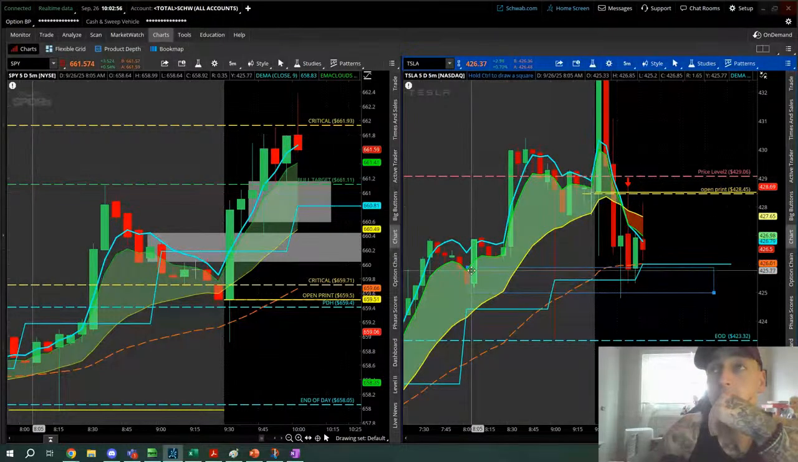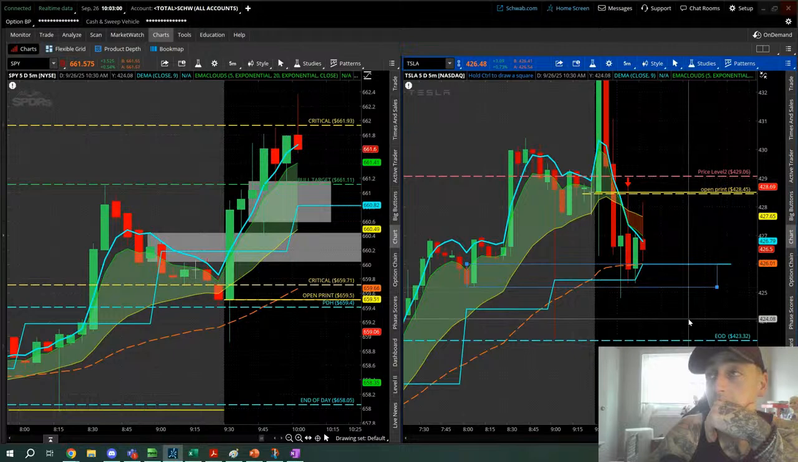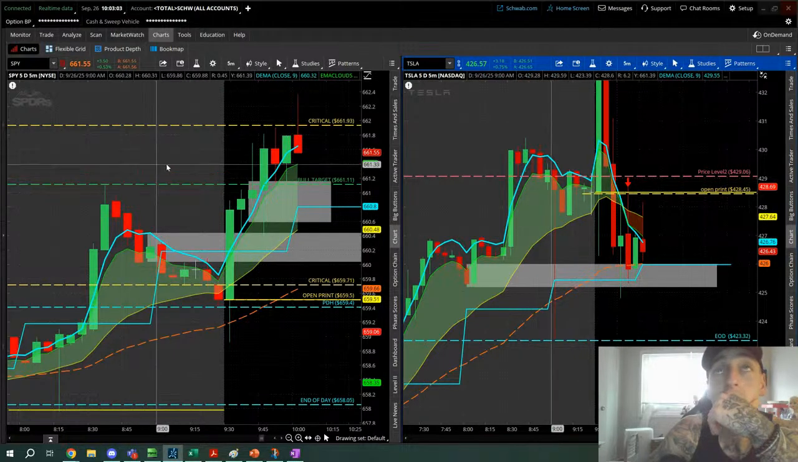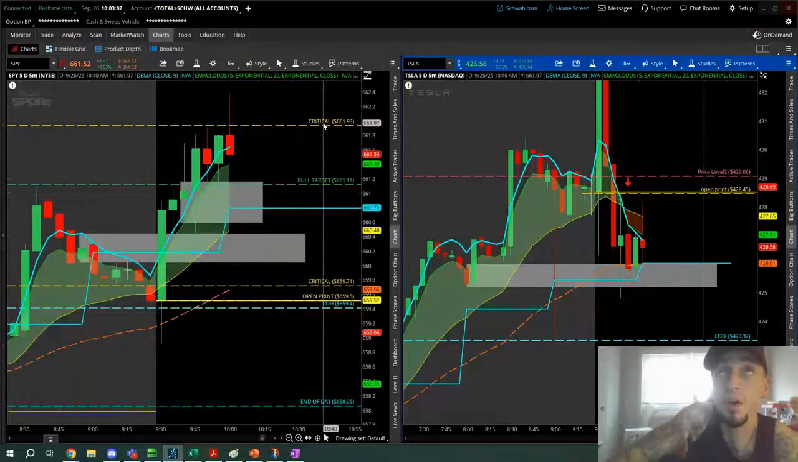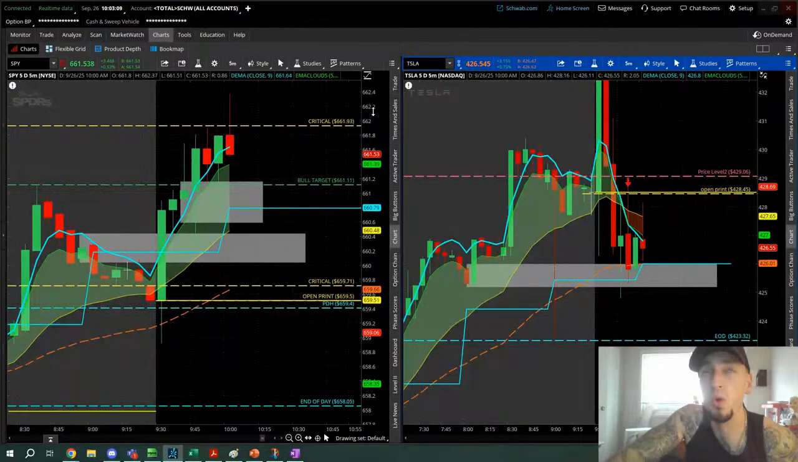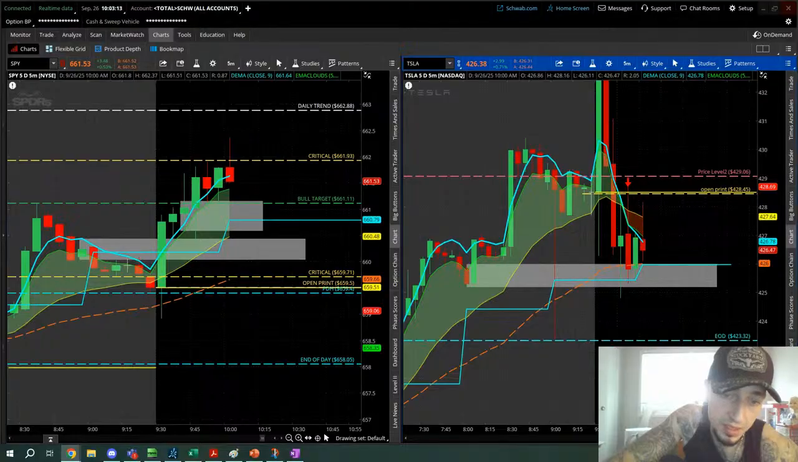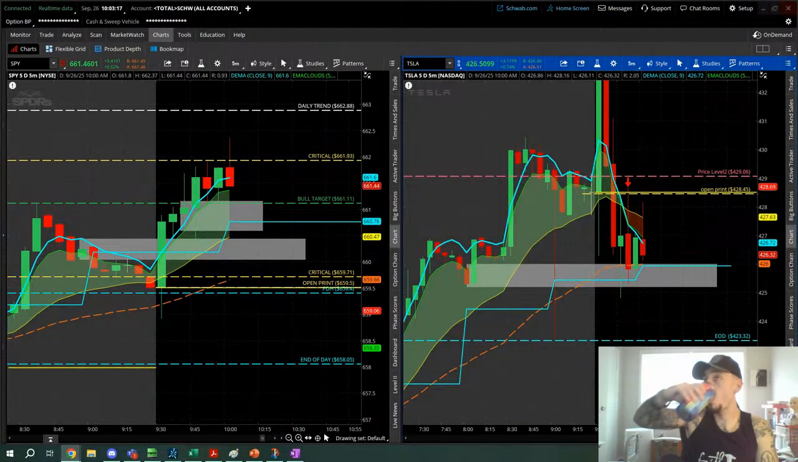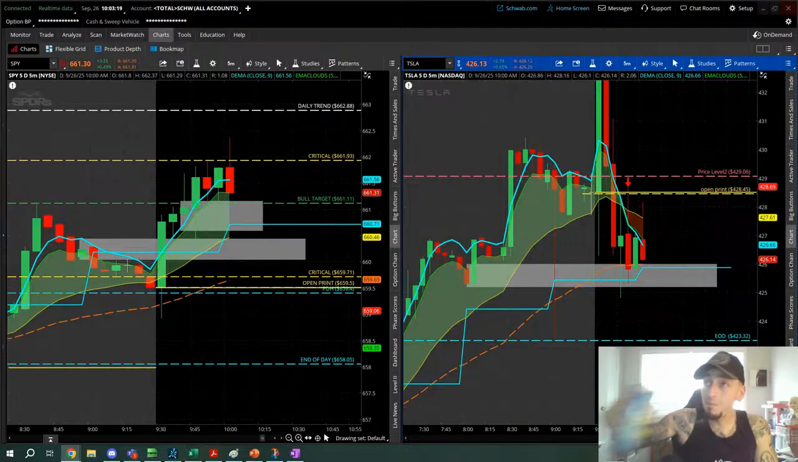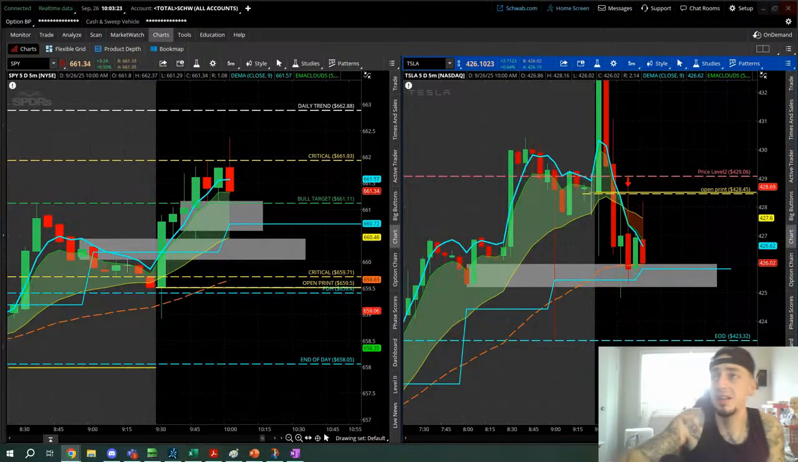So, let's see. Look at that little false wick, false break above 66193 on SPY. Okay. Let's see. All right, Tesla, what you doing?